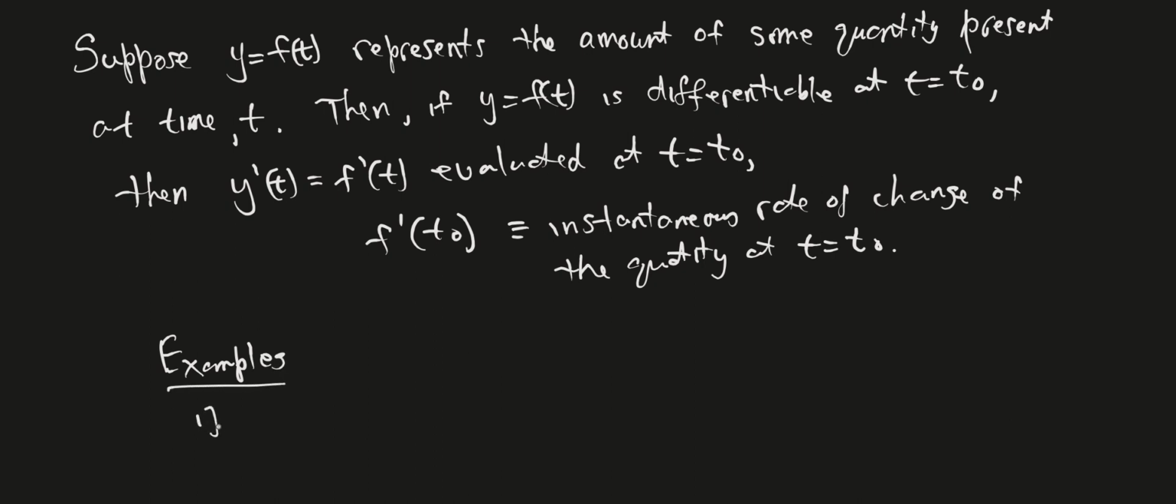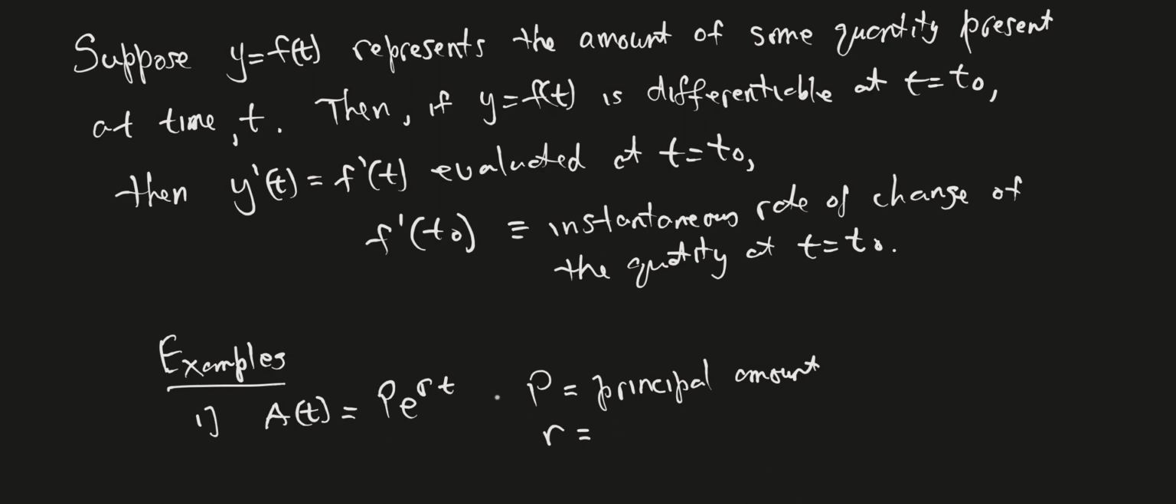So the first one. And I'll use some familiar functions and then some not so familiar functions. But for instance, you might remember this formula from an application of exponential functions, right? Where you have P is a principal amount of investment, so money, right? So principal amount. And then your r is typically your annual interest rate compounded continuously.